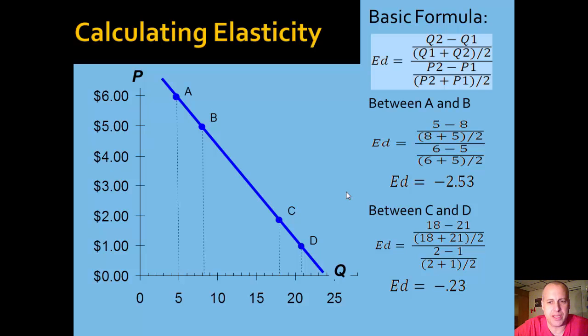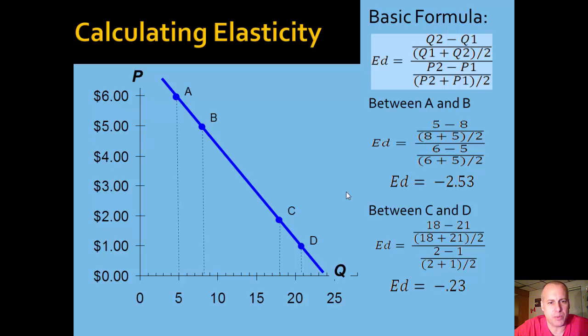Now, between C and D, we apply the formula again. The quantity changes from 18 to 21 when the price falls from 2 to 1. So when we apply this through the formula, we get an elasticity of demand equal to minus 0.23. Now what you can see is that the elasticity between A and B was relatively high in absolute value. The elasticity between C and D was relatively low in value.